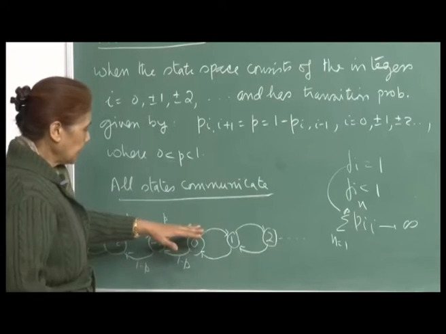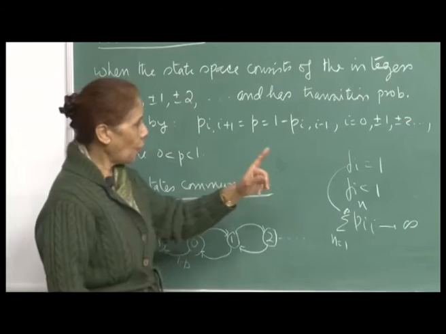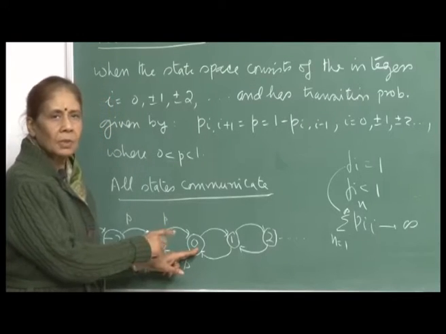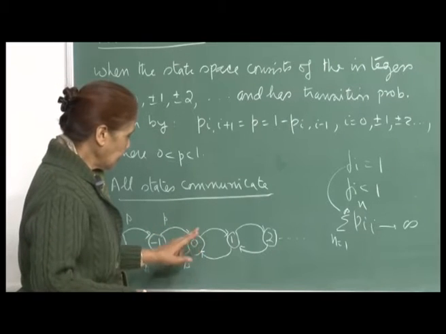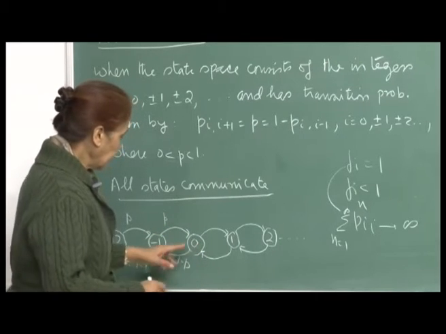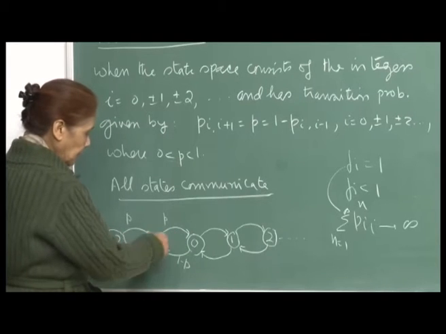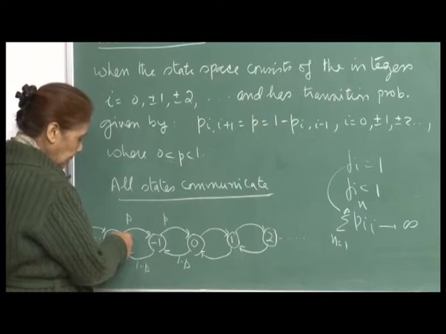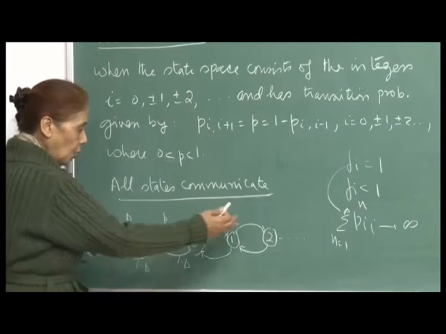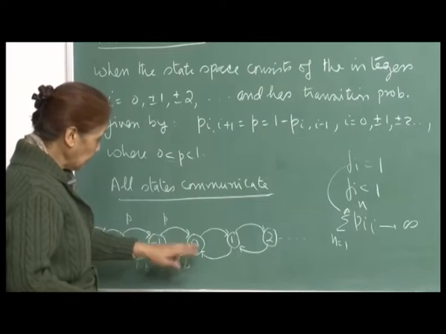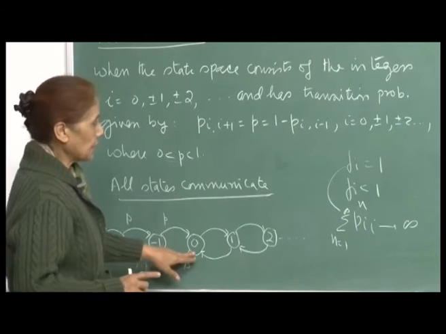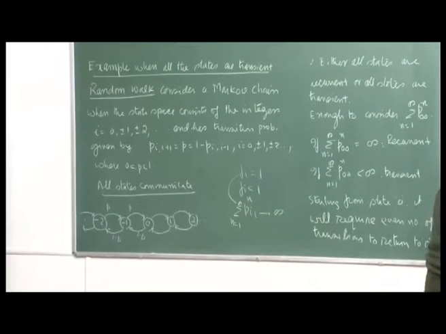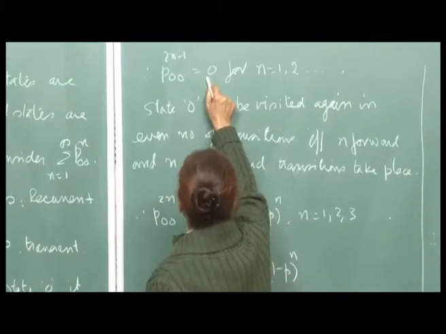So, in fact, if the number of transitions n is odd, then I cannot come back to 0 if I start from 0. Coming back to itself requires an even number of steps, and you can try to draw a number of paths. You can go from here, come back here, and again here, and then here. All possible ways are there, but every time you will require an even number of steps. Therefore, p 0 0 2n minus 1 will always be 0.